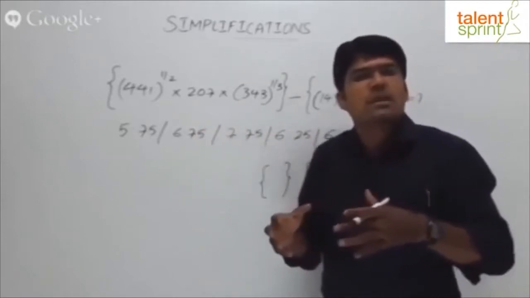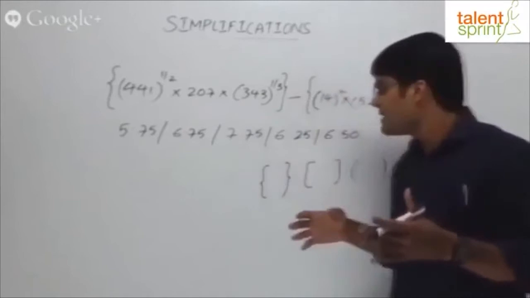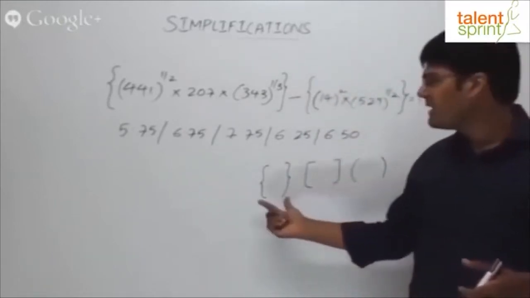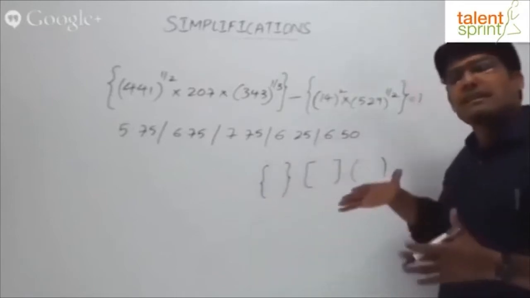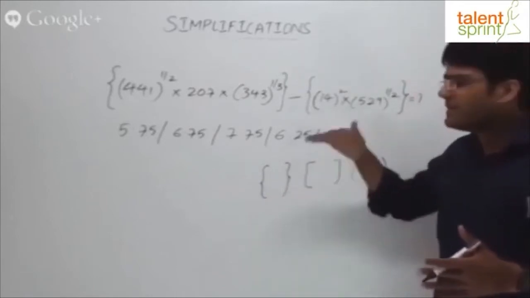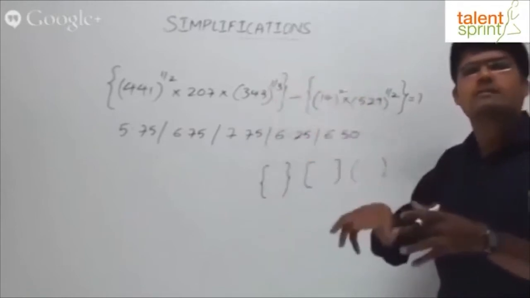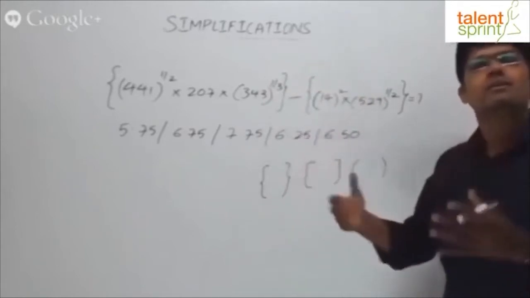That's the logic. And in general, the hierarchy here is that always simplify this kind of bracket first, then go for square ones, and then go for flower ones. But you need not try to remember this or mug it up. Just remember, whatever is there in the bracketed part, try to simplify, and then keep moving outwards, and you will get the right answer.